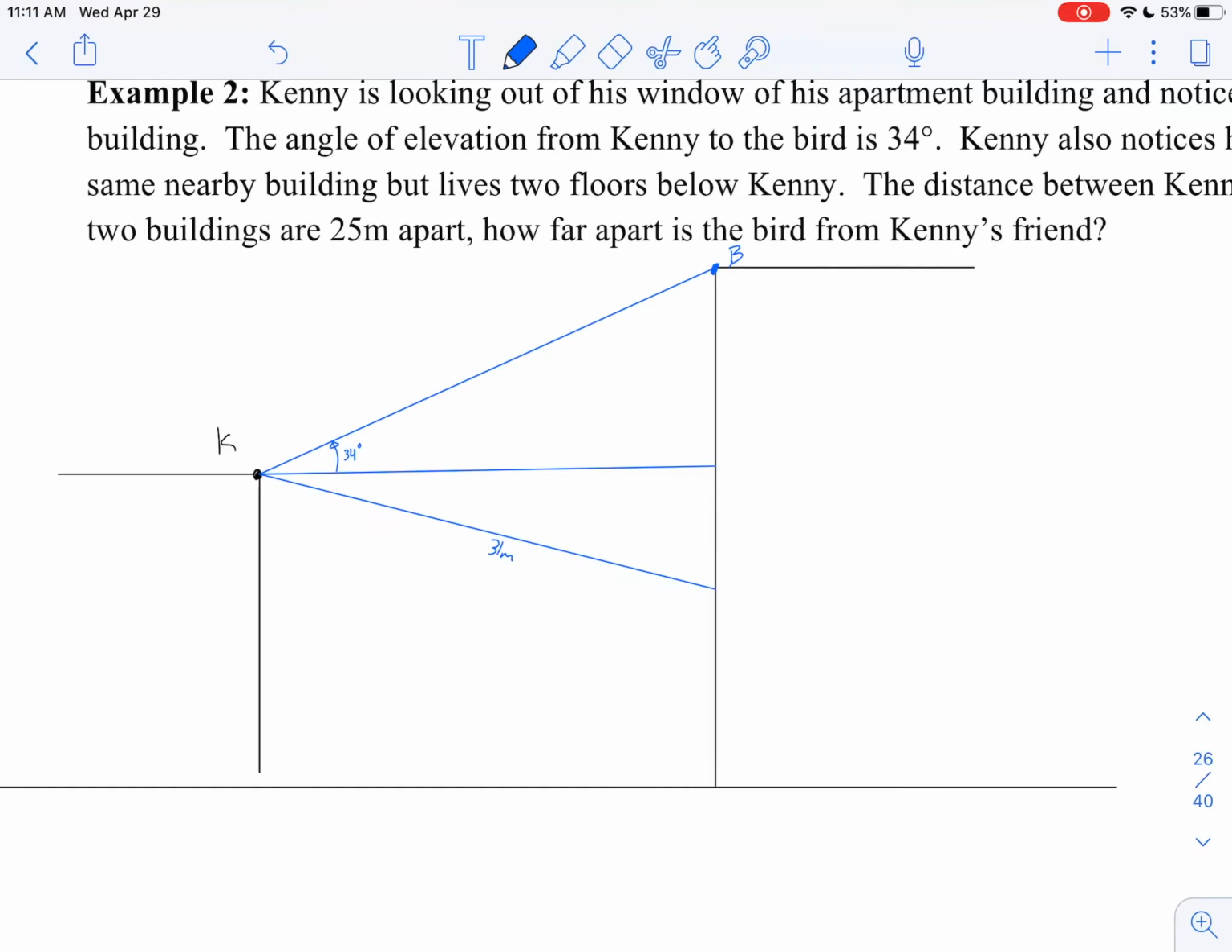The 2 buildings are 25 meters apart, so from here to here is 25 meters apart. How far apart is the bird from Kenny's friend? So they want to know this total distance from here to here. What is this total distance from there to there? So we have to sort of dissect this and get our two right angle triangles in here.